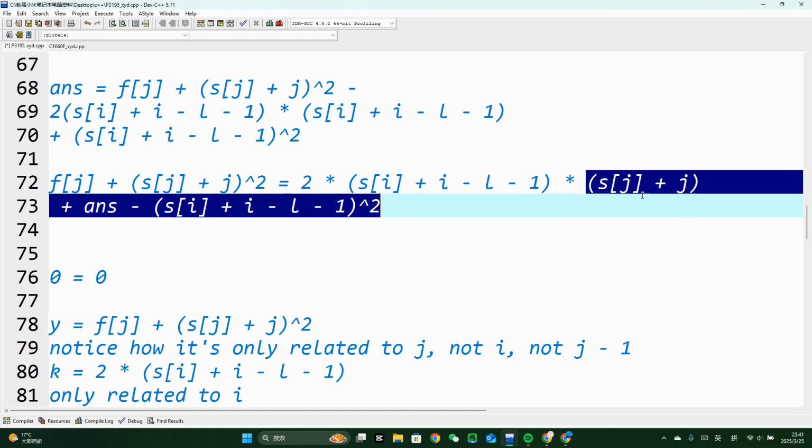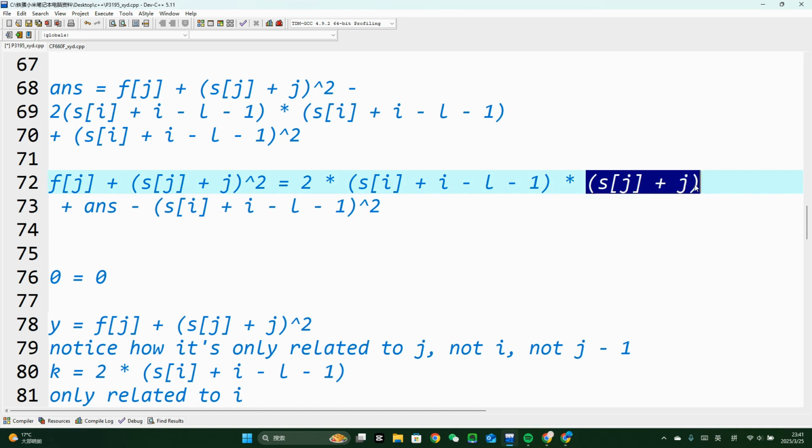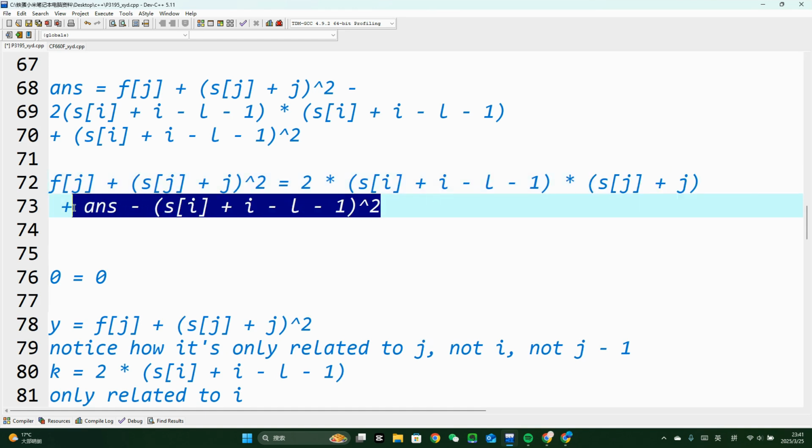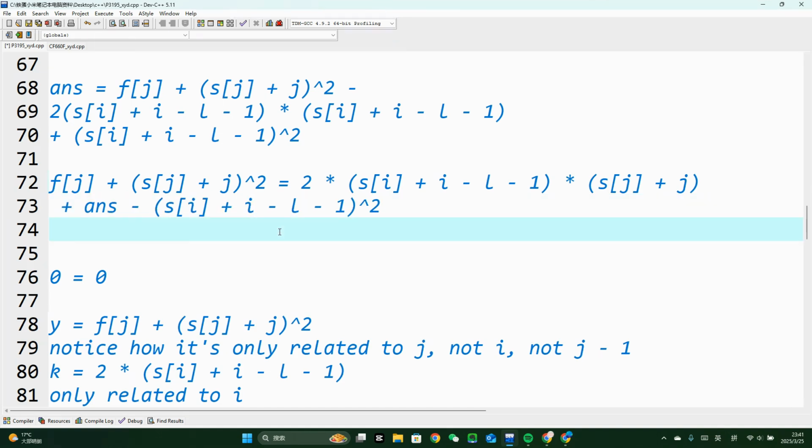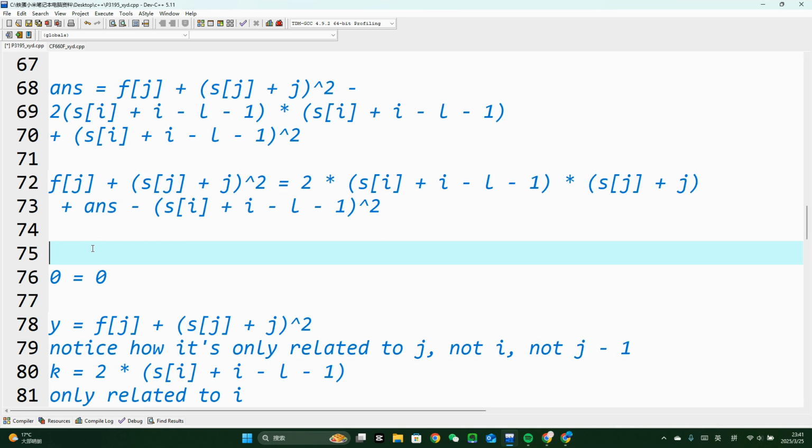And this term only has to do with j, and this term only has to do with our answer that we're looking for, and i. So what does that do? Well, once again, you still can't really know what it does until you know what it does, because convex hull is one of those tricks.